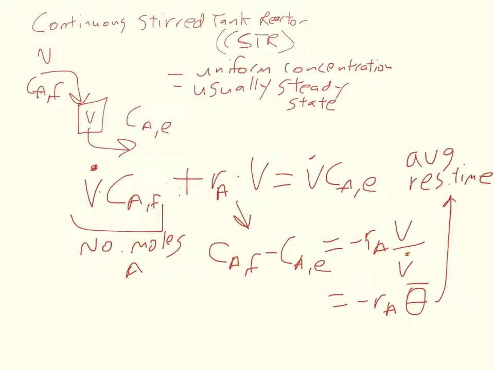So if we knew RA or RB or whatever, we could go ahead and do the analysis on the feed concentrations and the exit concentrations and so forth, and do our analysis of reaction rate, just like we've done with previous analysis. So now let's talk about the last type of reactor.